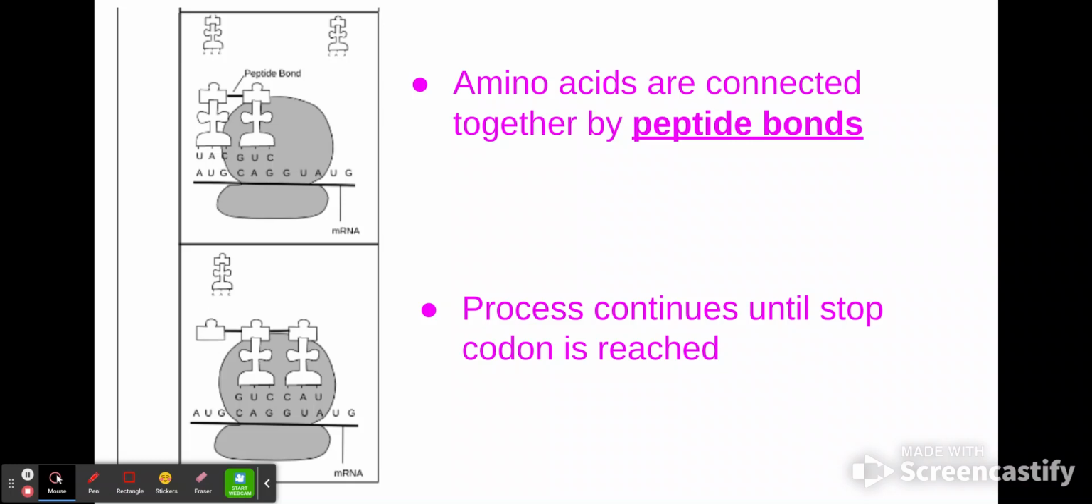Eventually, the T for the tRNA is going to go fly away. It's just going to leave the protein. So this tRNA is going to go away and only the protein will be left. And then we're going to keep going until we reach stop. So there's three letters that code for stop.